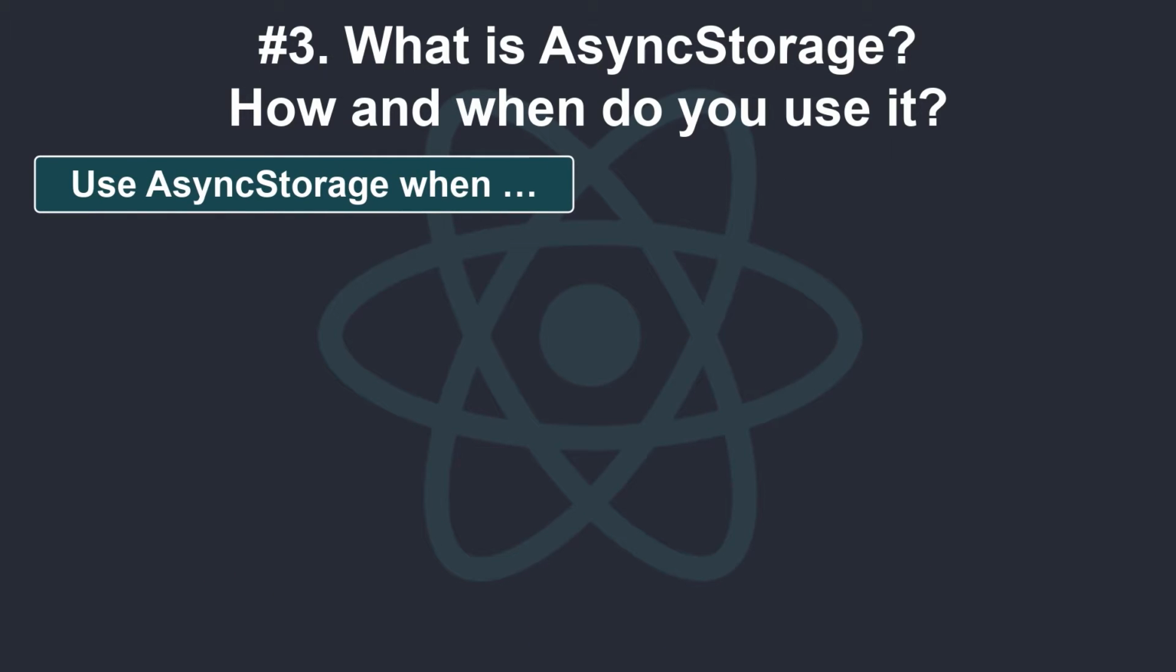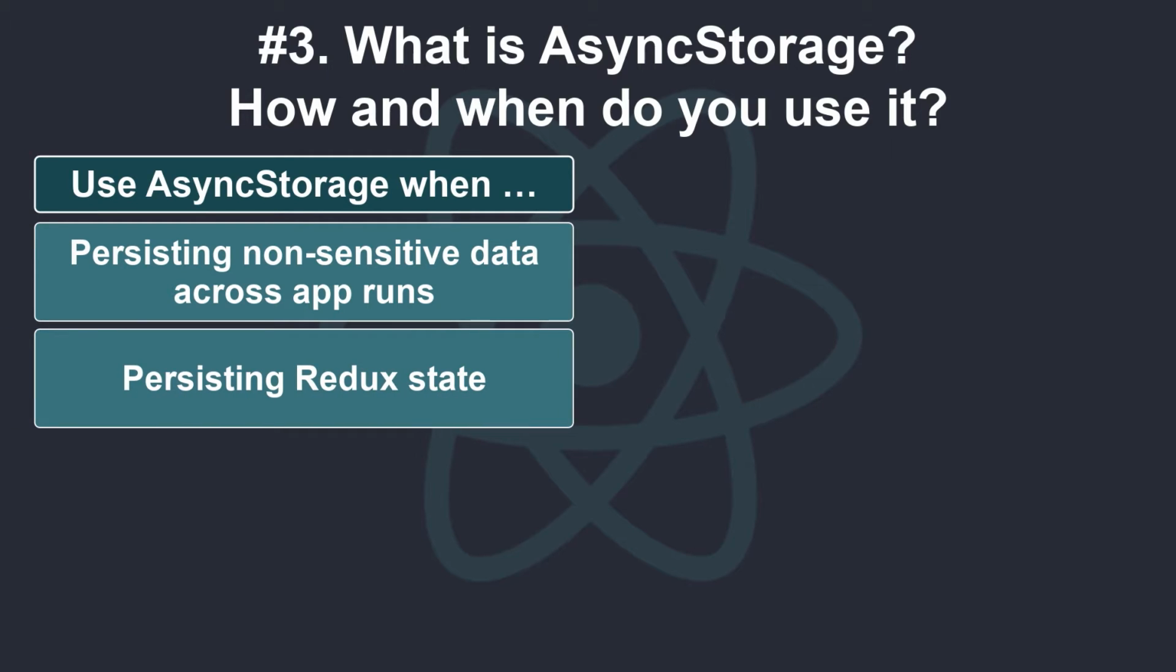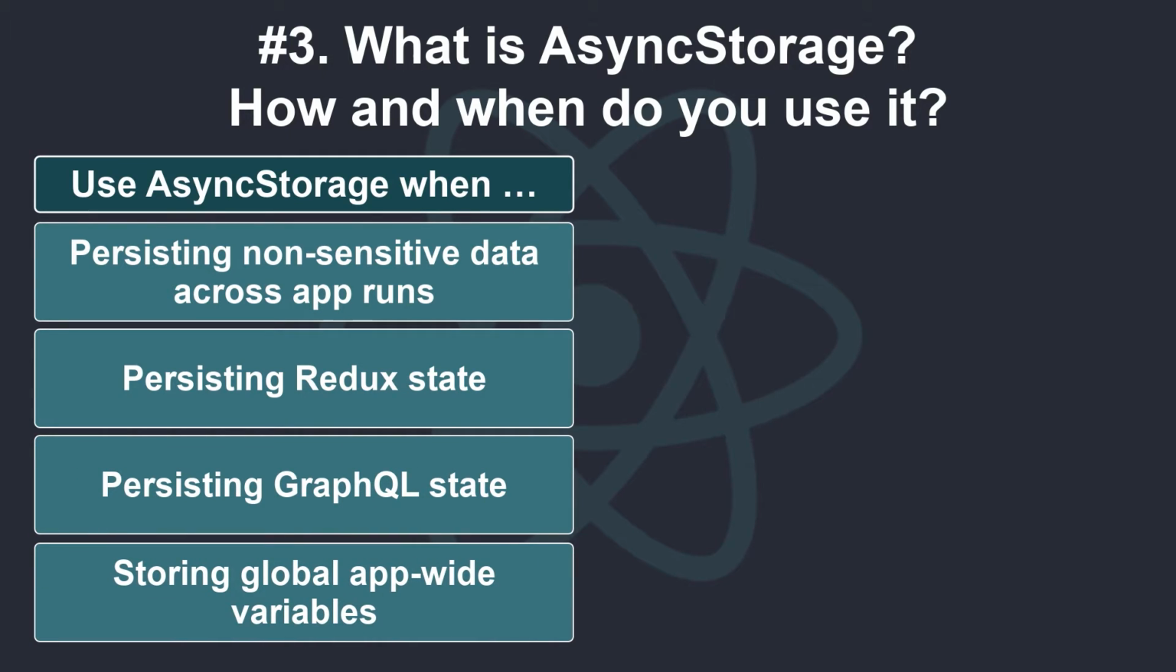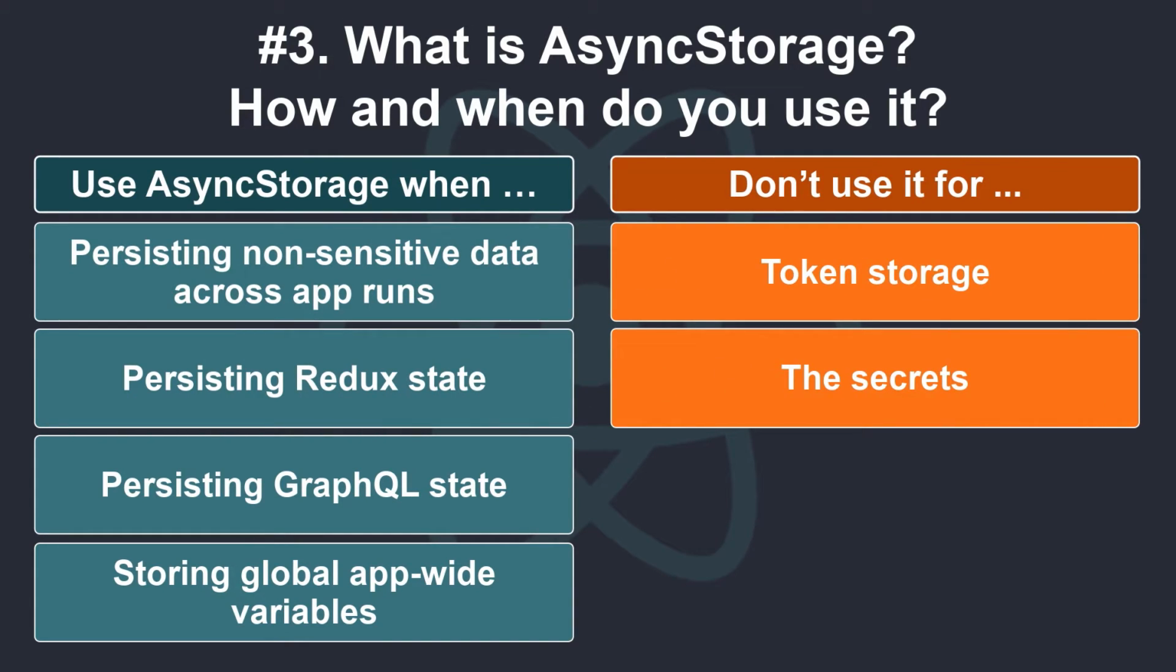We use async storage when persisting non-sensitive data across app runs, persisting Redux state, persisting GraphQL state, storing global app-wide variables. And we don't use it for token storage and secrets.